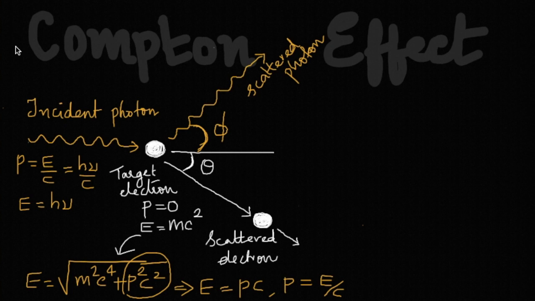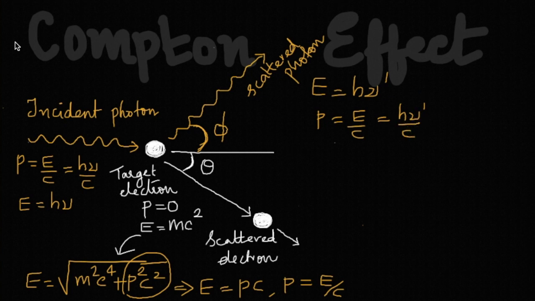Now what is the energy and momentum after collision? You can see that the photon has lost some energy in the process, and therefore its frequency may be different and its energy may also be different. So let's take that energy to be h nu prime. Nu prime indicates a change in the frequency. Therefore momentum is given by E by c as before, so that is h nu prime by c.